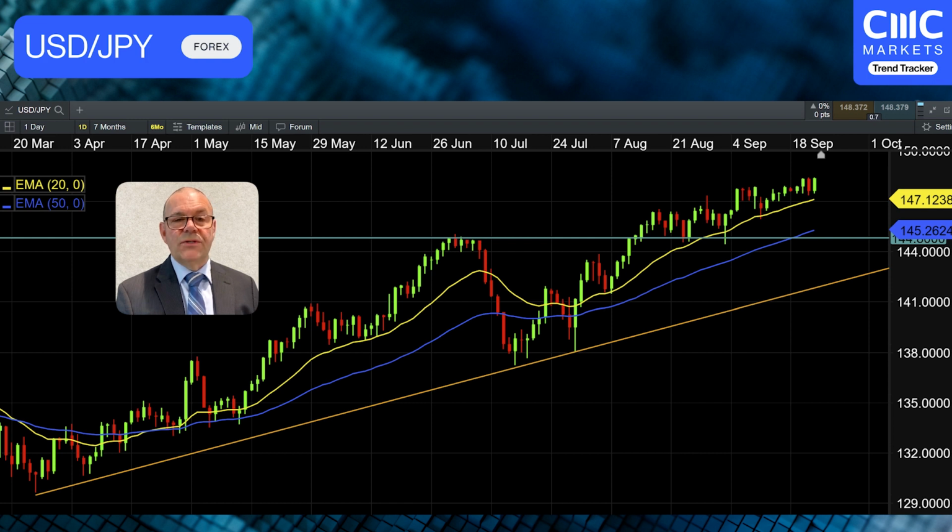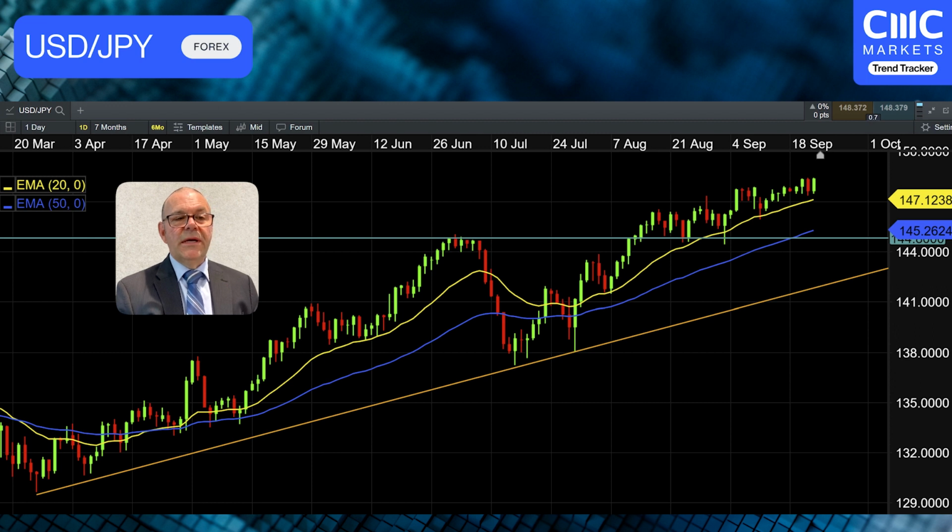Now, both the Federal Reserve last week and the Bank of Japan left interest rates unchanged. So traders resumed buying dollar yen. And you would have liked to have seen a pullback to the 20 EMA. We didn't get it. We got close. So this is the reason why I use these EMAs. They act as very good support and resistance levels going forwards.